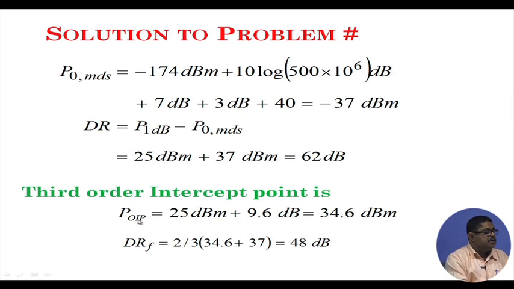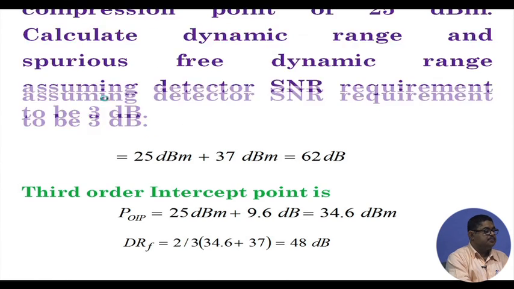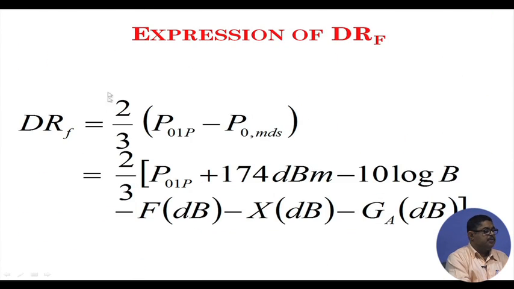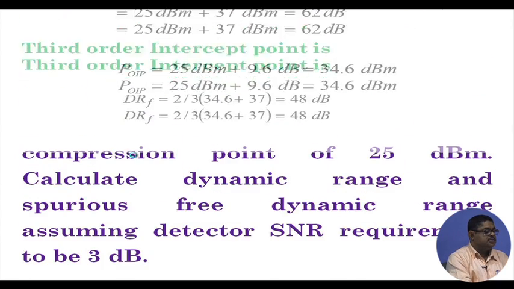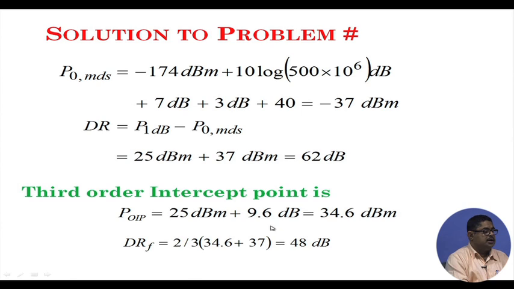So, first calculate the third order intercept point. The moment I know the 1 dB gain compression point, add 9.6 dB. So, my third order intercept point is this. Now, I know what is my spurious free dynamic range. It is 2/3 of POIP minus POMDS. Just previously you saw we have got that formula, POIP minus POMDS, 2/3 of that. So, you can calculate that 2/3 of this. That turns out to be 48 dB.